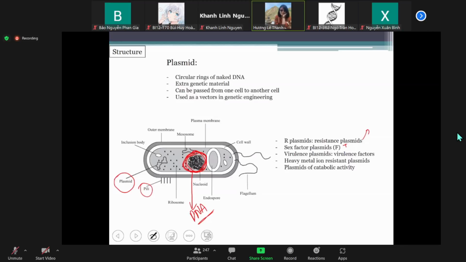We also have the heavy metal ion resistance plasmid. They contain genes that resist heavy metal ions that may come from the environment. And I'll give you one example of how bacteria can transfer these plasmids from one to another. Remember, we have a pilus here and we have a plasmid here.